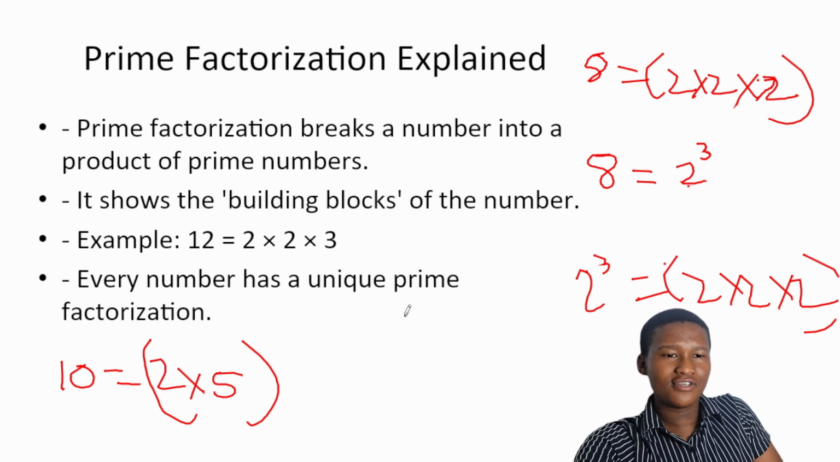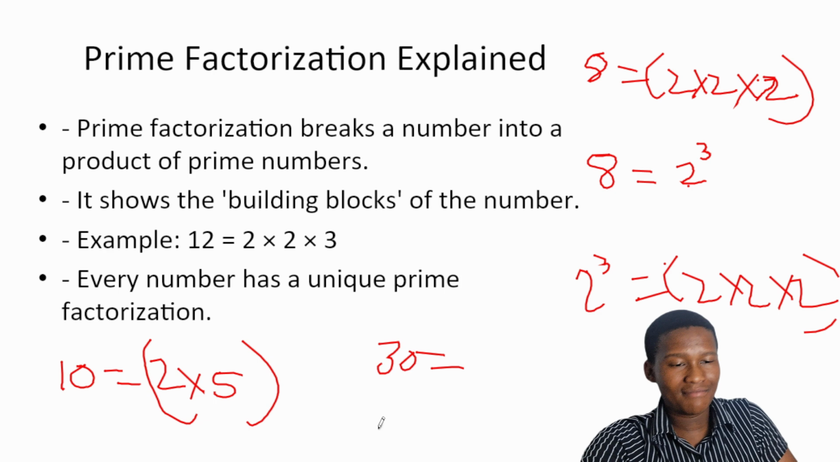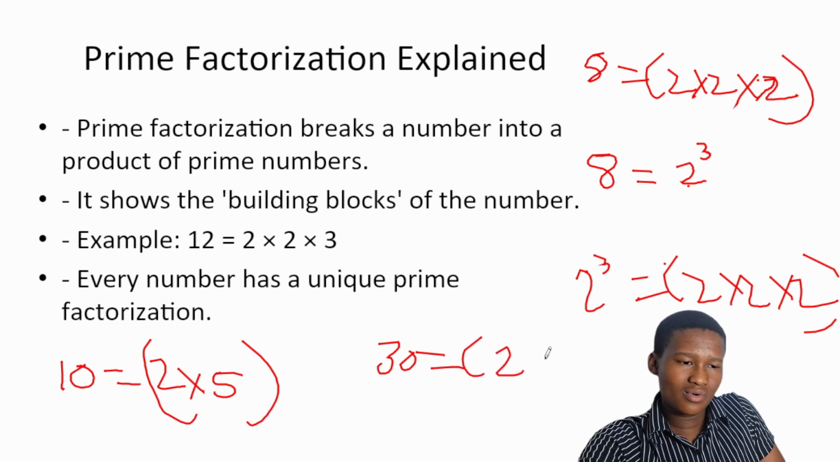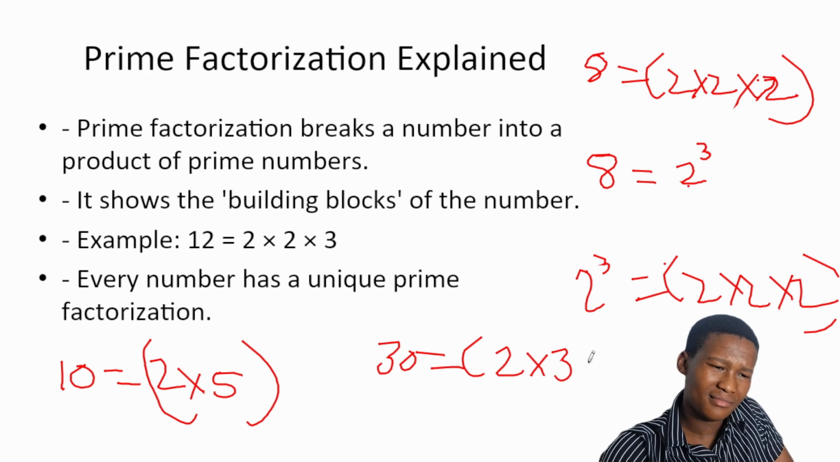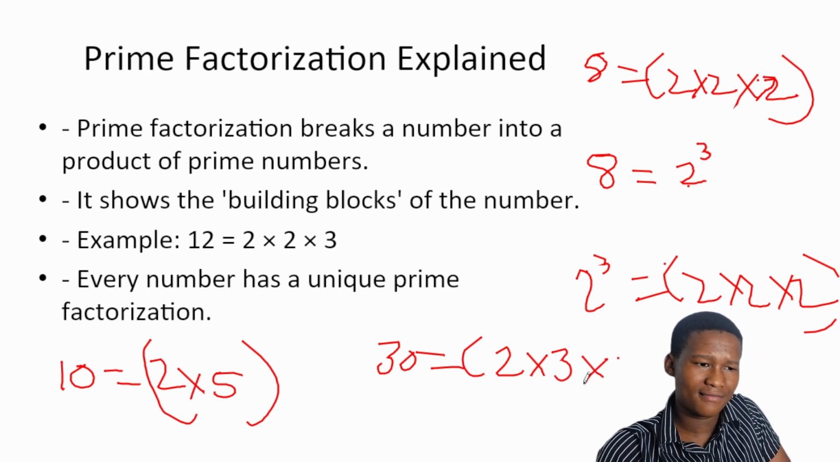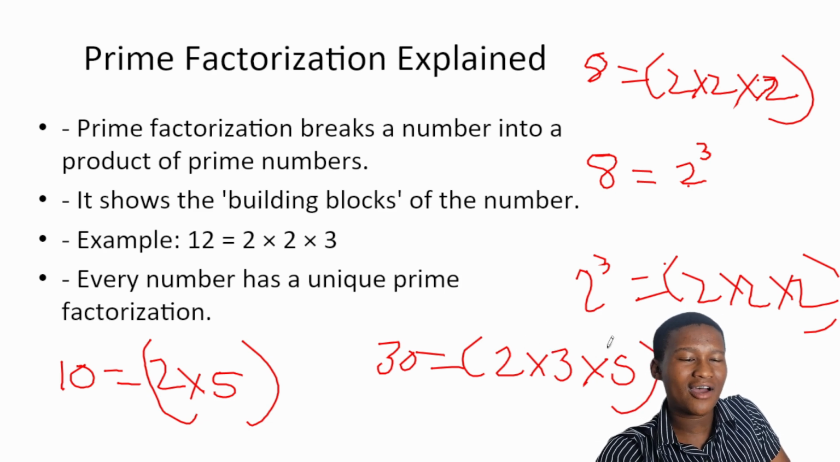But if I want to use prime factorization on 30, that's what I do. Which prime number multiplied by another prime number can give me 30? Well, 2 times 3 times 5. The 2, 3, and 5 are all prime numbers. So it means I used prime factorization correctly.